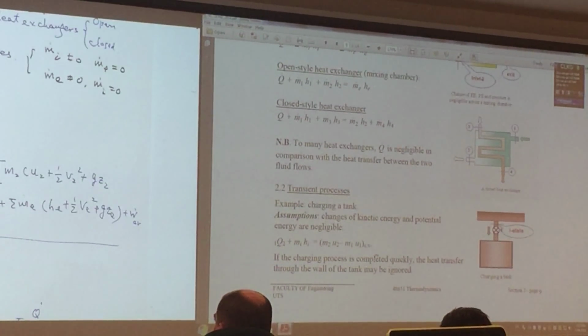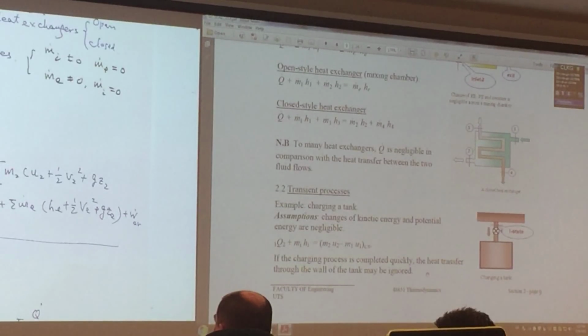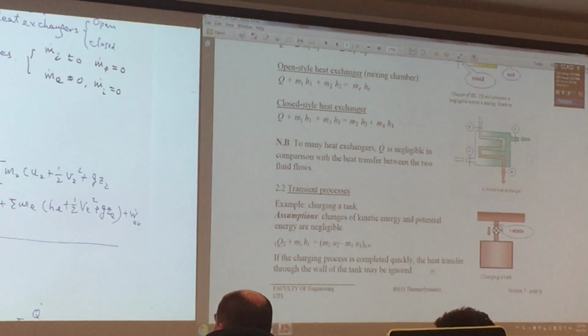So work transfer is 0, no moving boundary. That's what's left in this equation. And sometimes, if it's gas and the filling process is very fast, the heat transfer can be ignored. But if the heat transfer is asked in the question, we can't ignore it.